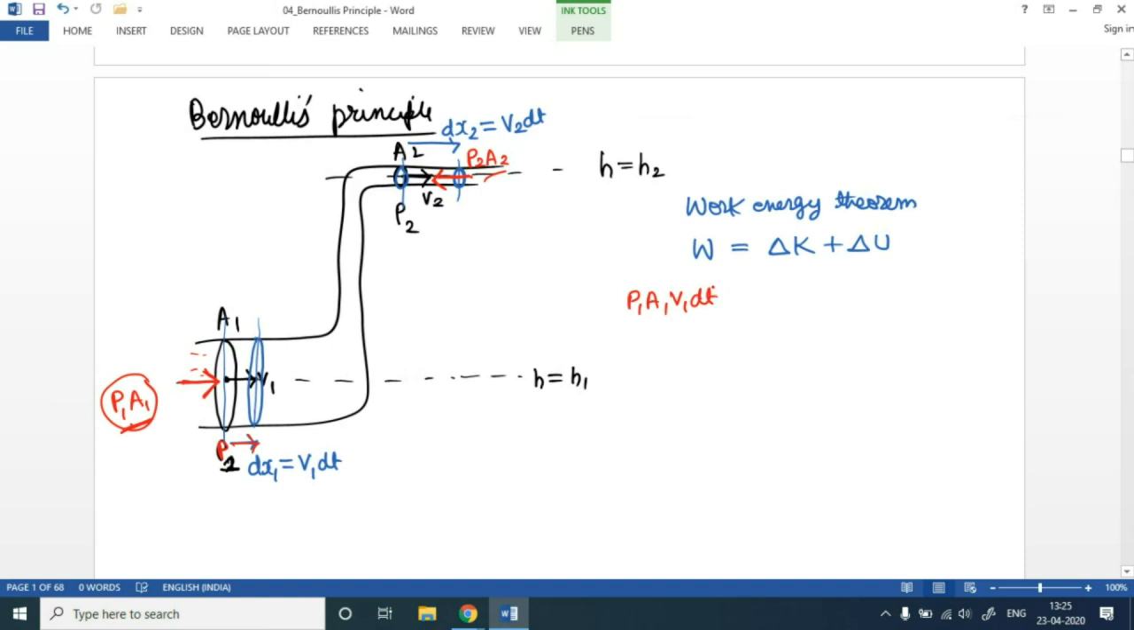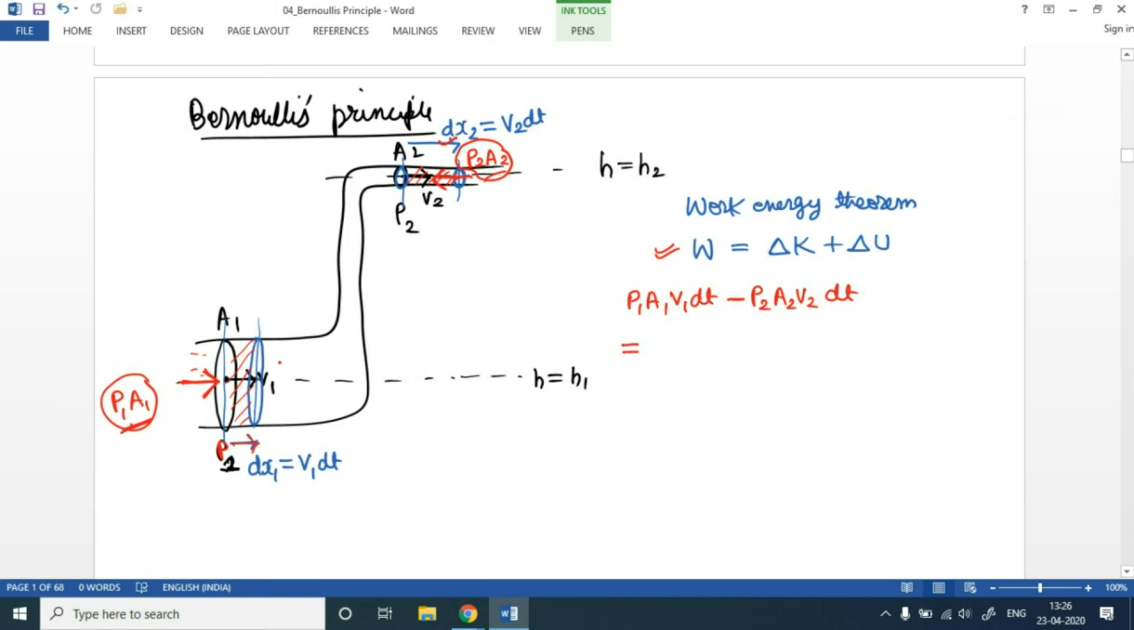dt. And now you must realize the work done by this force over here has to be negative, because the force is in leftward direction and displacement here is in rightward direction. So this has to be equal to minus P2 A2 v2 times dt, you can say. So that is the left hand side of the work energy theorem, and that will be equal to the change in kinetic energy. So effectively, this segment has moved over here.